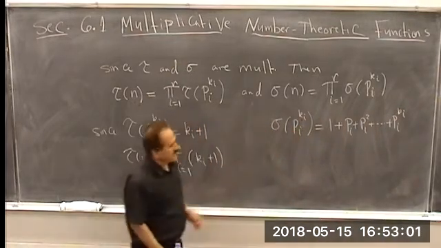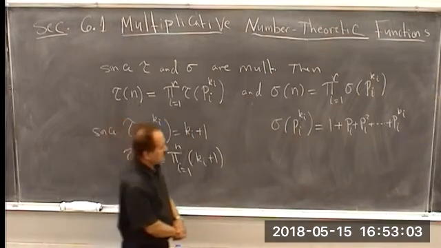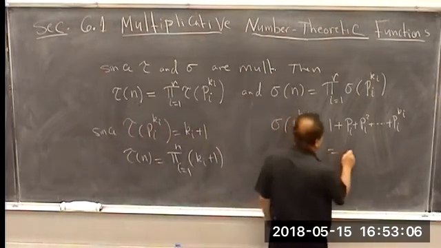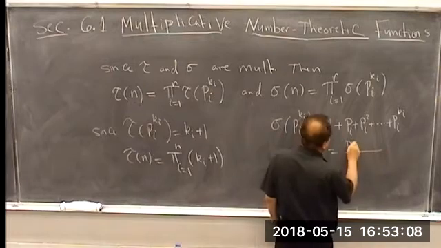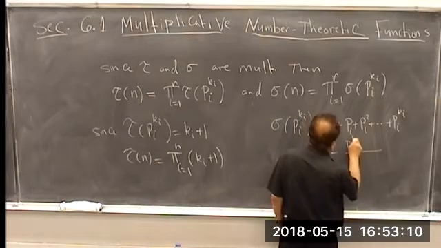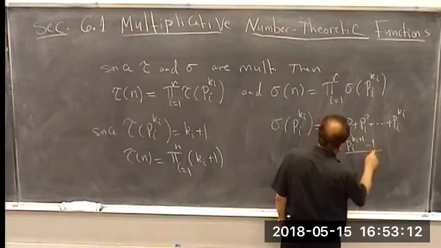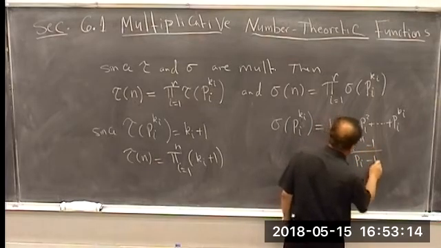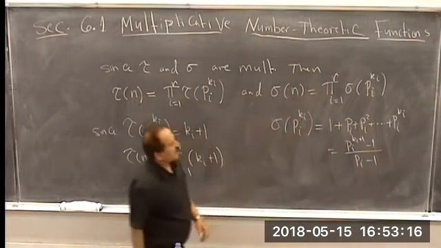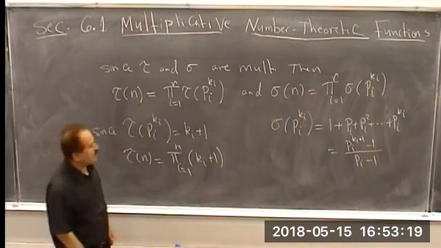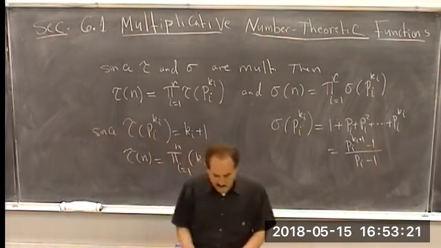And then using the geometric series sum, we say that this one is equal to p_i^(k_i+1) minus 1 over p_i minus 1. And now together with the product, we come up with the formula. All right.